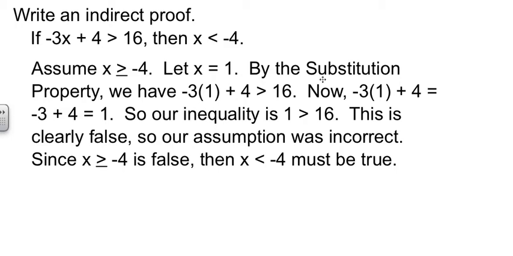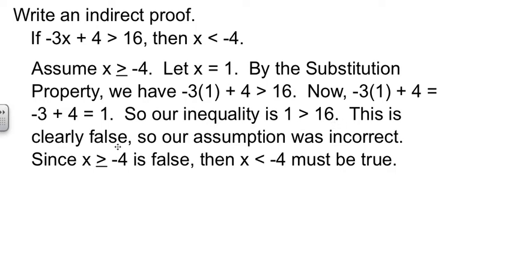So then, using the substitution property, I can substitute 1 in place of x. So I did that. Negative 3 times 1 plus 4 is greater than 16. That's what our statement would say. When I work it out, negative 3 times 1 plus 4 is the same as negative 3 plus 4, which is 1. So this statement has now reduced to 1 is greater than 16. And last I checked, that wasn't the case. So our statement is clearly false.